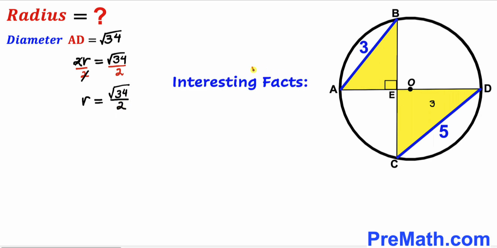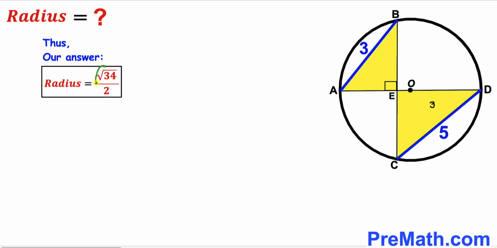And here are some interesting facts. The square of this chord, 3 square, is going to be 9. And the square of this another chord, 5 square, is going to give us 25. So therefore we can see the diameter of this circle is going to be the square root of the sum of the squares of these two lengths. 3 square plus 5 square is going to give us square root of 9 plus 25. So the diameter turns out to be square root of 34 this way. So thus our radius turns out to be square root of 34 divided by 2 units, and that is going to be approximately equal to 2.92 units as well.